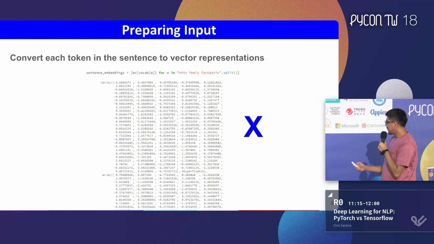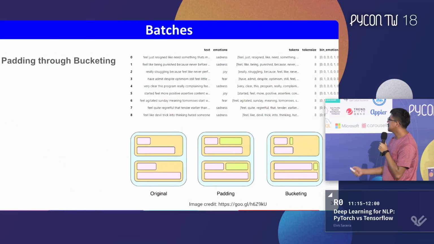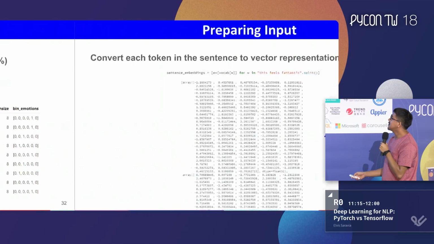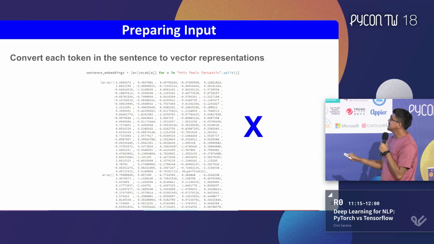So we have our input, our tokens. All we do now is represent this text as something that we can feed into the model. We say we're going to use embeddings, so we convert each token into its word vector. For a sentence, let's say the example here, this feels fantastic, we have some transformation, and we have these vectors concatenated. So it's like a long list of arrays, and that's going to be our input, basically. That's what it looks like.